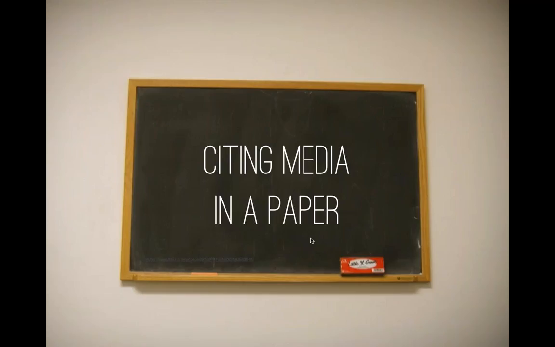All right, so we've talked about how to cite ideas used in a paper, so now let's move on and talk about how to cite media in a paper. For example, let's say you're in a photography class and your instructor asked you to find a photograph online and discuss its composition. We aren't including the image in the paper, we're just referring to it. So how would we cite that?